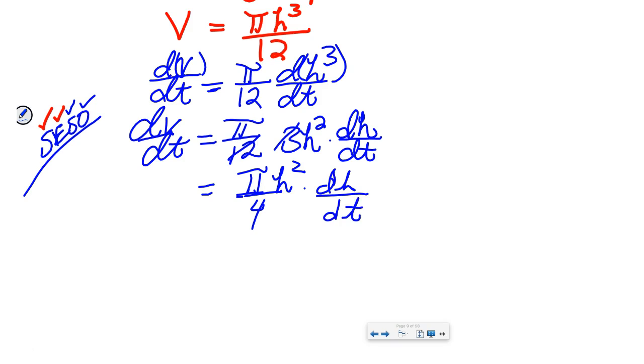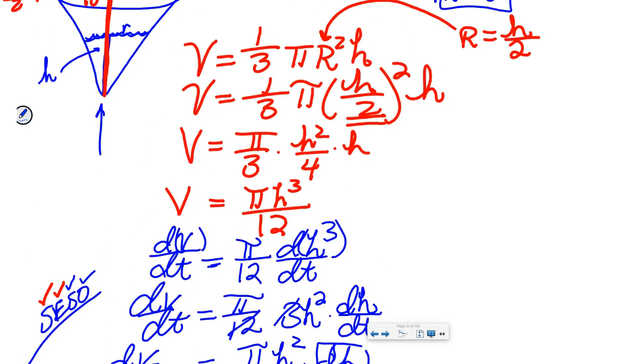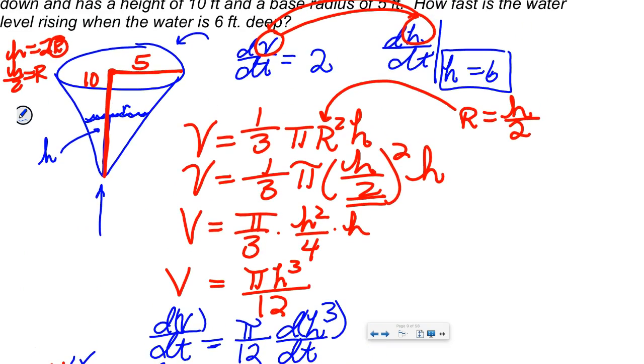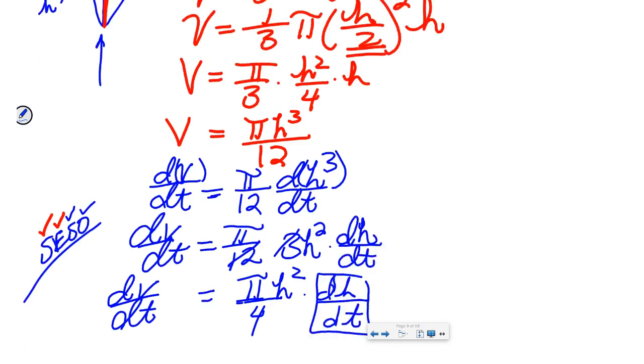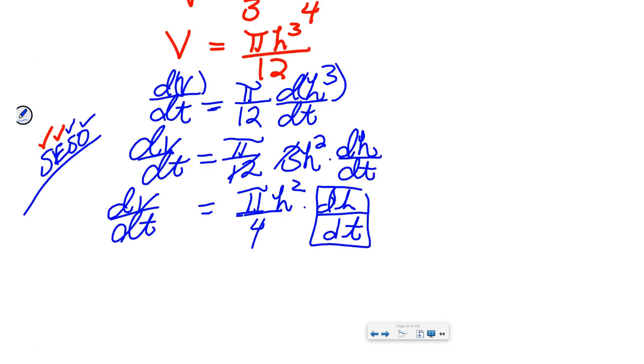All right, so now I'm ready to find what I'm looking for at that snapshot in time. Remember, I'm looking for dh/dt at the moment when h is, and you don't have to go reread the problem if you've already organized it. Your screenshot is going to be taken when h is 6. So we're going to stop the clock momentarily in time, and we're going to replace h with a 6.